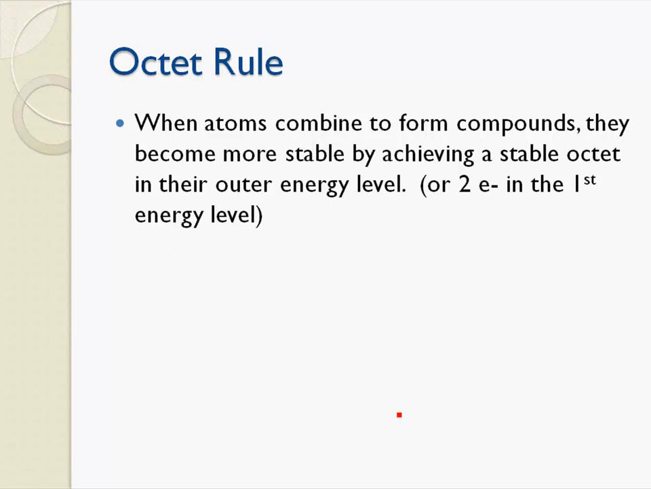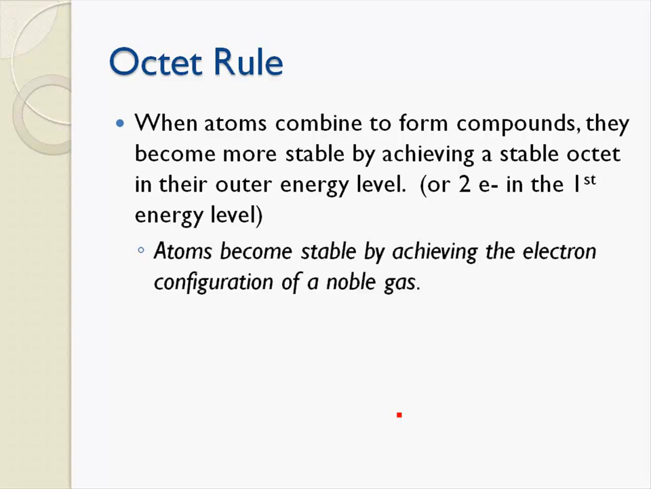Okay, now, let's review the octet rule, okay? Atoms want to get to a full valence shell. That's what the octet rule states, all right? Otherwise stated, an atom wants to get to the electron configuration of a noble gas, okay? So, metals are going to lose electrons to get there. Nonmetals are going to gain electrons to get there. But everybody's going to end up with 8 electrons at the end of the day, okay?